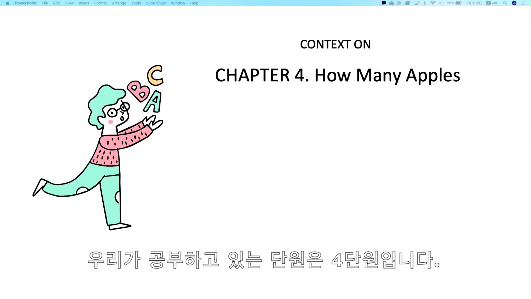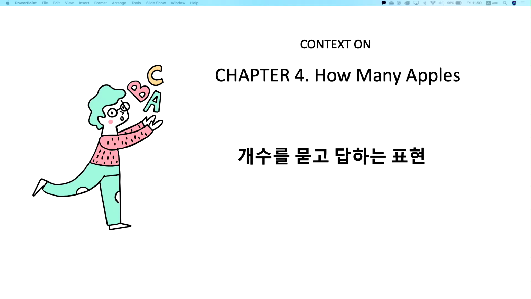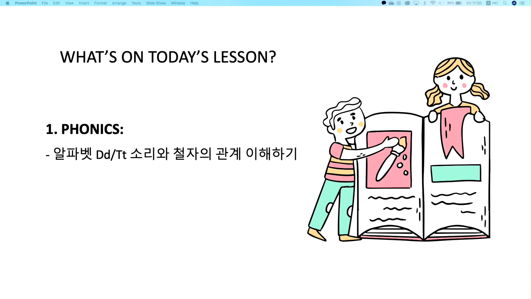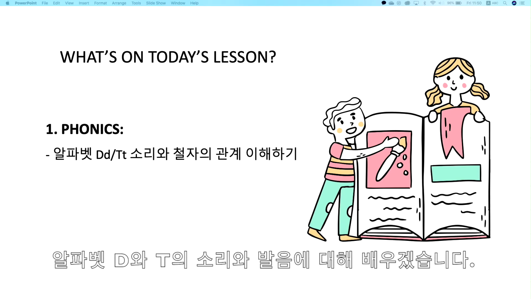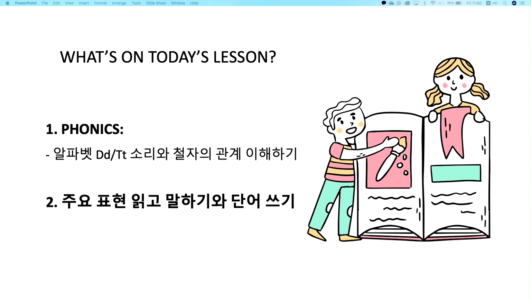We are now in chapter 4, How Many Apples? In this chapter, we are learning how to count the numbers and ask questions of how many and answer. We have section 3 today, so it's for phonics and pronunciations. We are going to learn how to sound the letter D and T, and going to practice reading and writing the words and the key expressions.